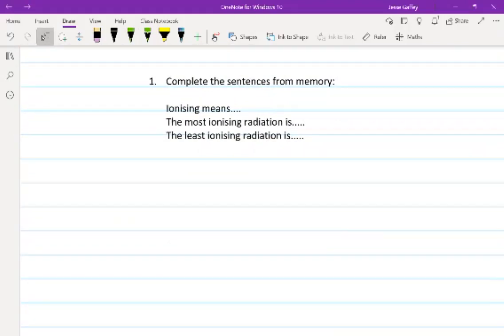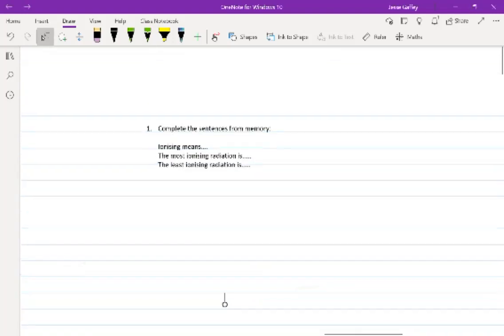Okay, so ionizing, what does it mean? Ionizing means knocking electrons out of an atom and creating an ion, or losing electrons from an atom and becoming an ion. But in this case, ionizing means we're using radiation to knock electrons out of another atom. The most ionizing radiation would be alpha particles, and the least ionizing radiation would be gamma radiation. So well done if you got that right.